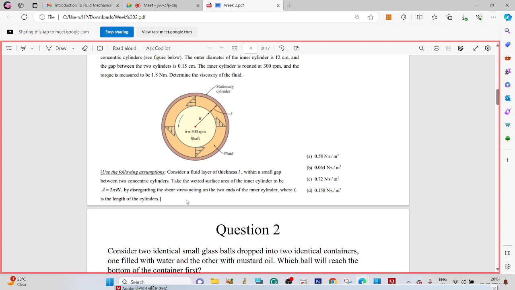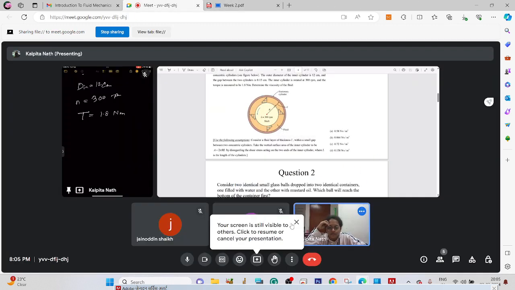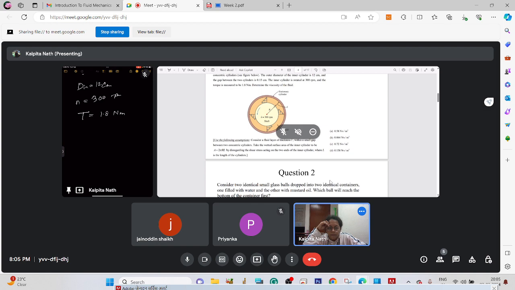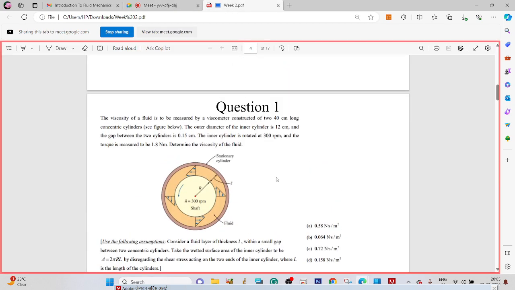Here L is given as 40 centimeter and the inner diameter is given as 12 centimeter. The rotation is given as 300 rpm and the torque is given as 1.8 newton meter. So we need to find the viscosity. I'll give you 5 minutes. Have you understood the question?